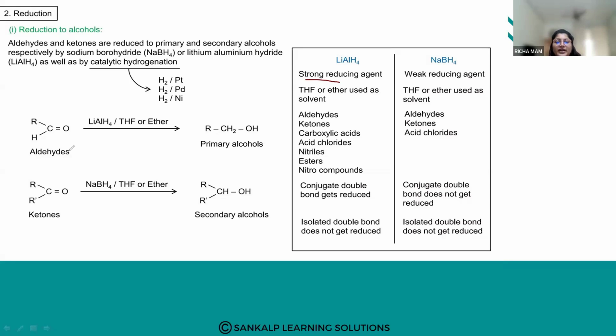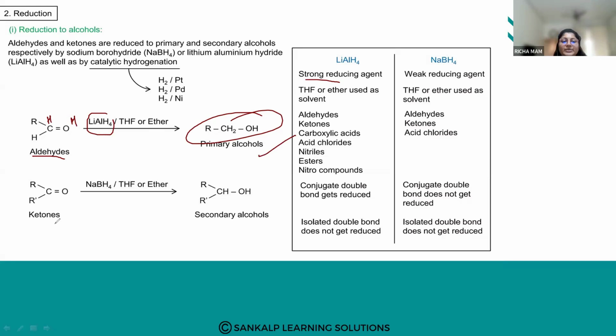So let us see. We are taking a respective aldehyde. We are making use of lithium aluminum hydride, and we are taking ether, or you can use tetrahydrofuran. When you are taking aldehydes, they are reduced to primary alcohol. Hydrogen is added across the double bond, so I'm going to get RCH2OH.